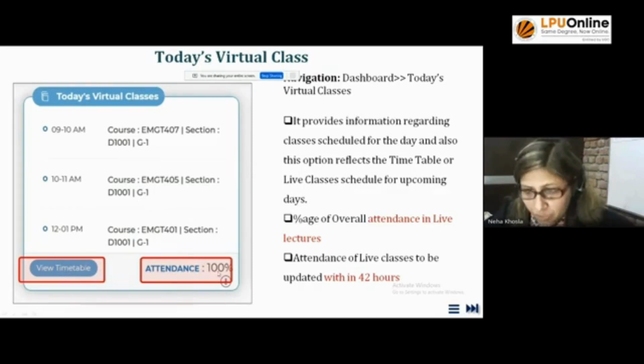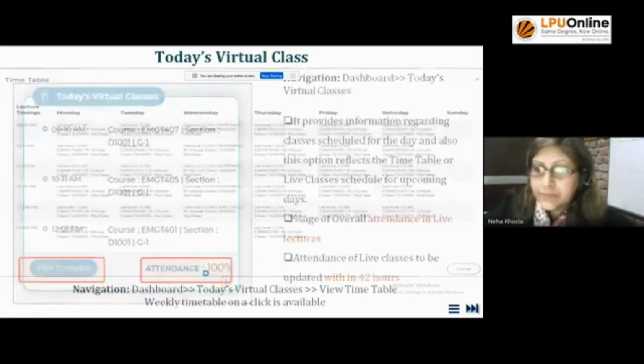ये अटेंडेंस जो यहाँ पे आएगी, दिस अटेंडेंस इज गोइंग टू बी द ओवरऑल अटेंडेंस ऑफ योर ऑल कोर्सेज, कि सारे कोर्सेज की मिला के जो अटेंडेंस बन रही है वो यहाँ पे रिफ्लेक्ट होगी, राइट. एंड योर अटेंडेंस विल बी अपडेटेड विदिन 42 आवर्स. इमीडिएट बेसिस पे अटेंडेंस इज नॉट गोइंग टू बी अपडेटेड, राइट.